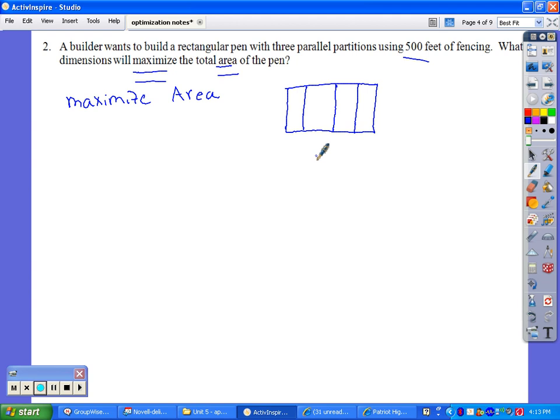Now, if we think about this, we can call variables. So if we call the lengths of this side x's, so those are my partitions. And then we can just call all this length y.